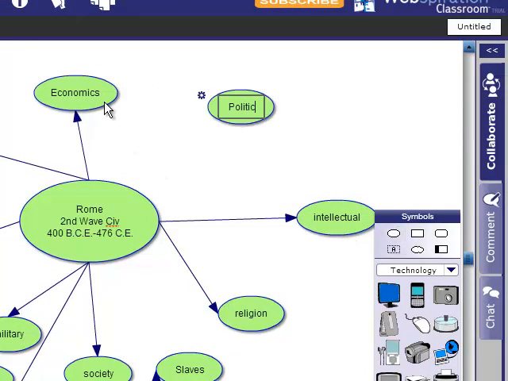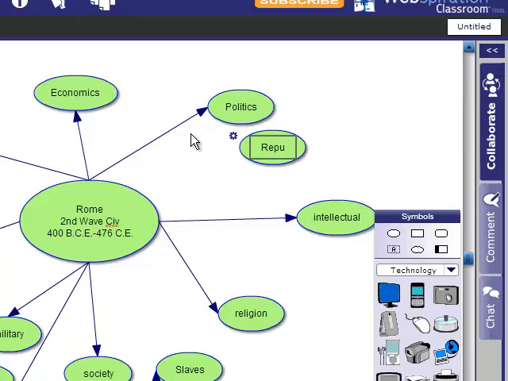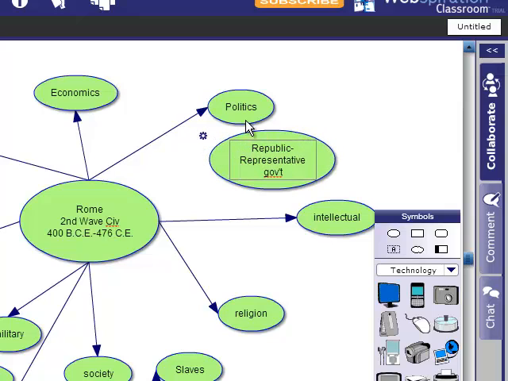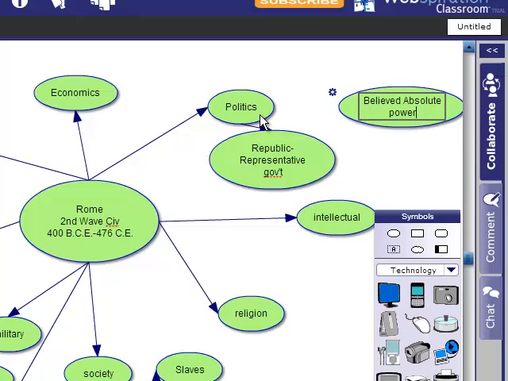So politics. And here you'd want to discuss the political structure. We know that initially the Romans were a republic. Add that in. Representative government. All right, and then to kind of expand on that idea further, why did they have a republic initially? They believed absolute power corrupted.